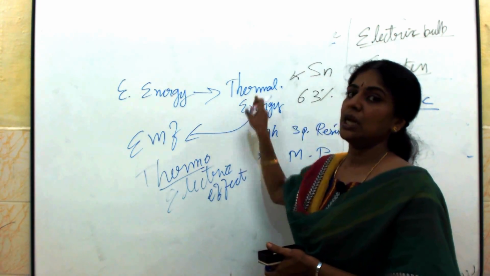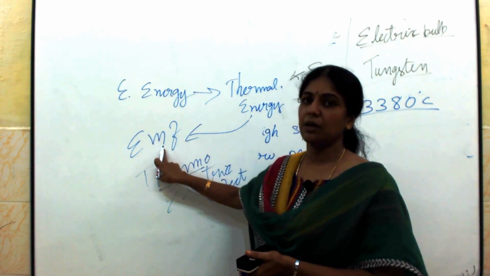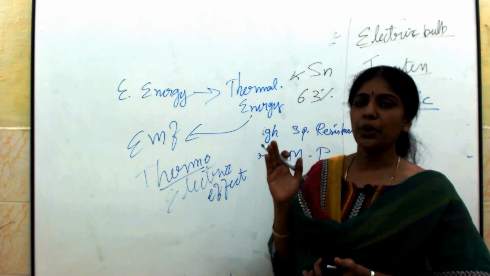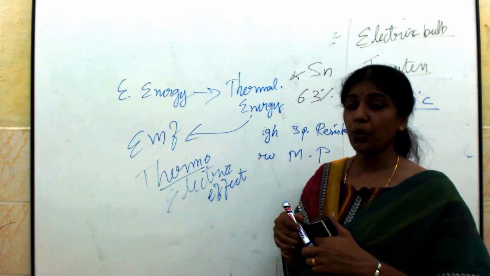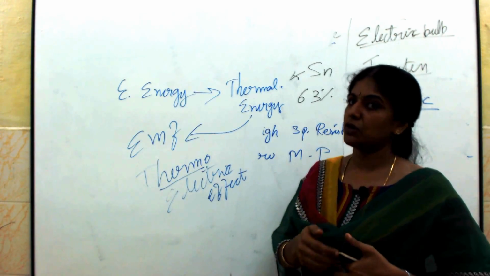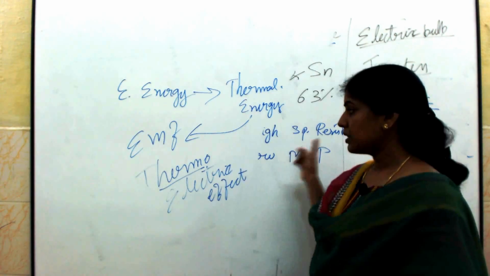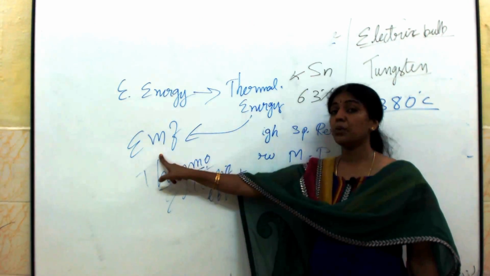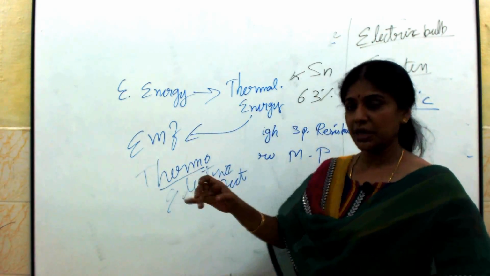Using heat energy, I am producing an EMF. Because of the EMF, there will be a current. That current we call the thermoelectric current, and this process we call the thermoelectric effect. So far we have seen the heating effect of electric current. Now we are going to see the thermoelectric effect. The current produced because of this thermo EMF is called thermoelectric current. Clear?